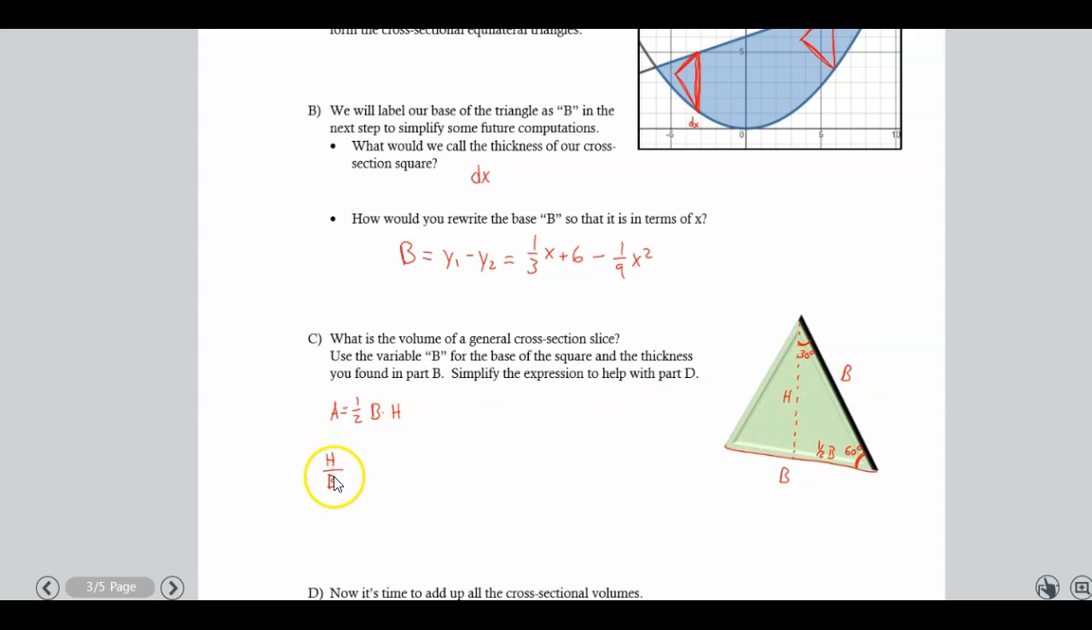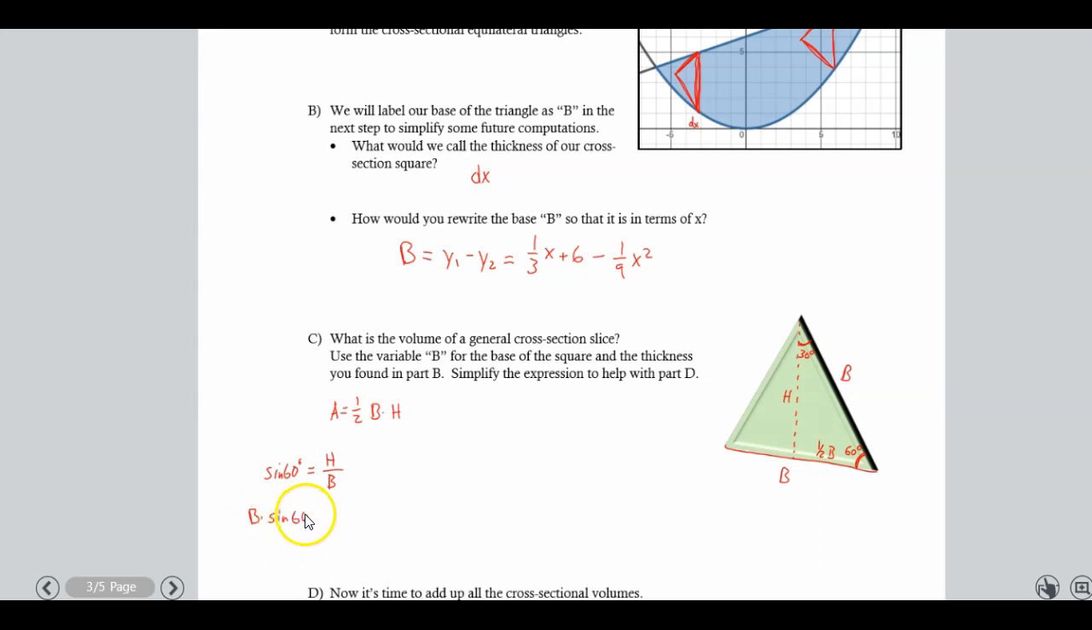So I have h over b. This is my opposite over hypotenuse. So that's going to be the sine of 60. So we'll say sine of 60 is h over b. So just multiply by b, and we get b times sine 60 is our h.